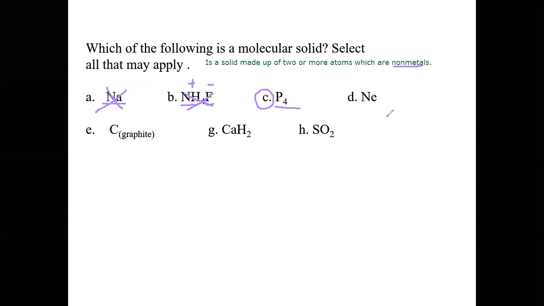We go to D. D is neon. Neon, there's only one atom. It's a nonmetal, and it's from group 18, so this is an atomic solid. C, graphite, is a covalent network solid. It's one of the few examples of covalent network solids. Calcium hydride, we have a metal and a nonmetal. This is an ionic solid. And then SO2, we have nonmetals, and we have more than one nonmetal. These are two different nonmetals, by the way. So this is a molecular solid. So C and H are molecular solids.